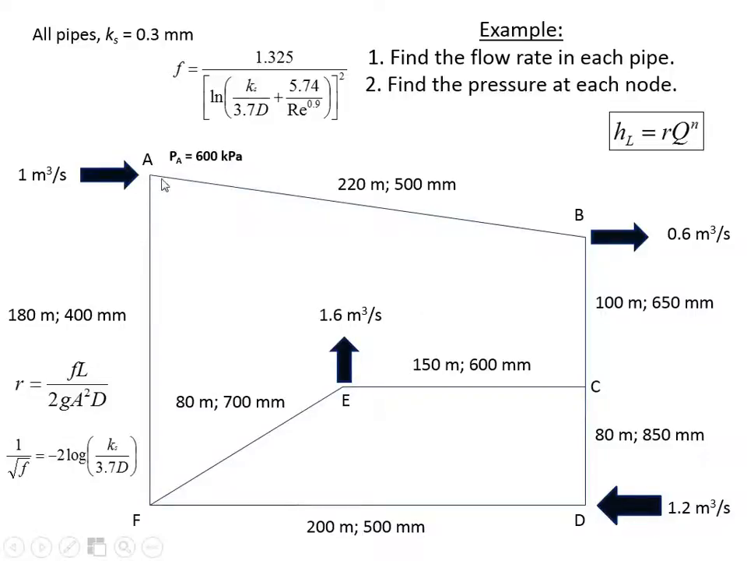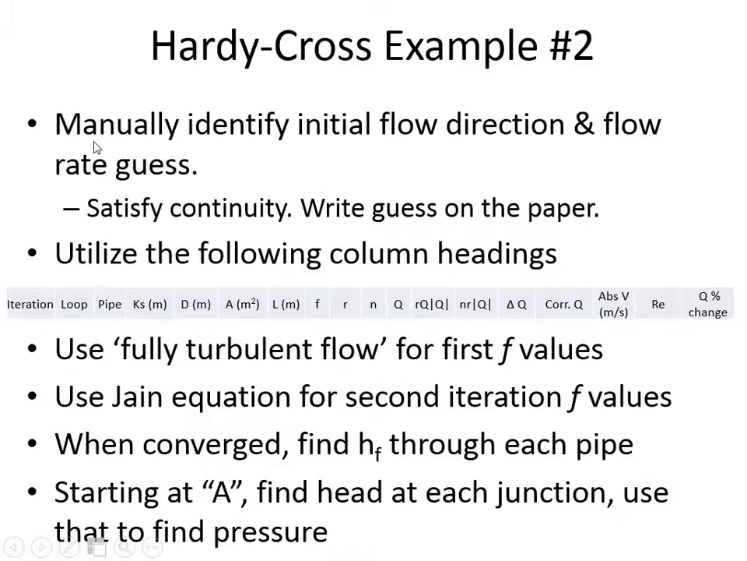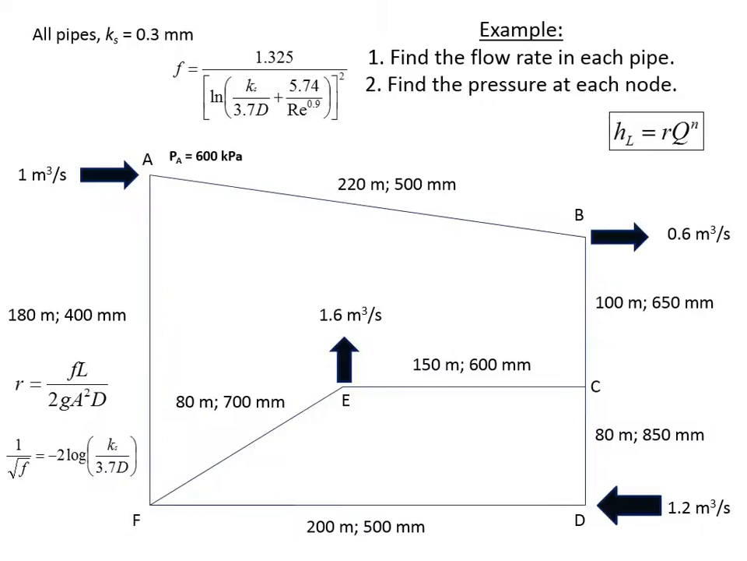But once you find what the flow rates are and how much head loss there is through each pipe, you're going to be able to calculate what is the total head and therefore what is the pressure at each of the junctions. So one of the things that I mentioned here is that you're going to start off by manually identifying an initial flow rate and direction guess. So for example, you've got 1 cubic meter per second coming into A, so you're going to have to split some of it down that way, some of it this way, and do the same thing at D, F, and C.